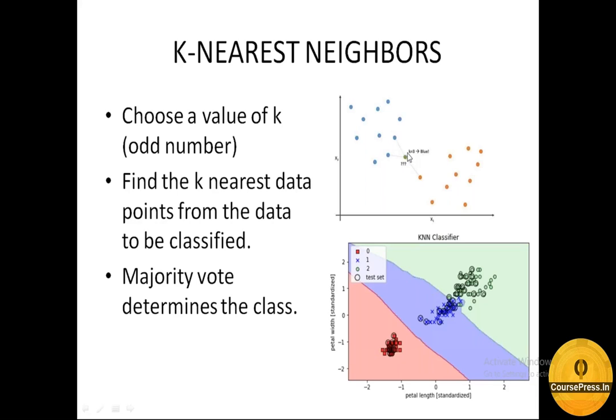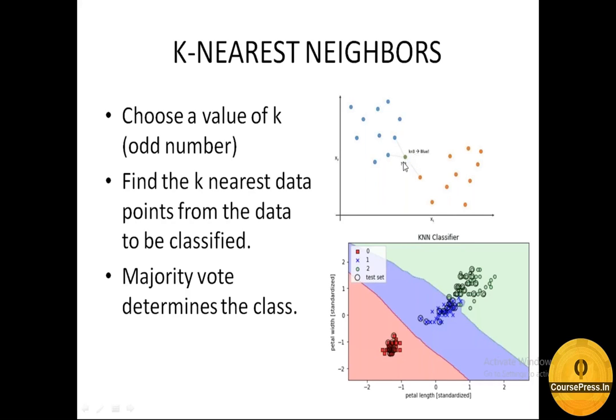Now if I had k equal to some even number, let's say 4, then it might have taken the 4 closest samples and included this orange sample as well. Now we would have 2 blue and 2 orange samples. This will make it very difficult for the green sample to be classified, because we have an equal number of orange and blue samples. So we take k as an odd number, and then we classify it.